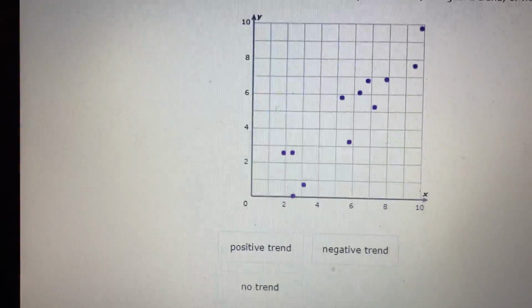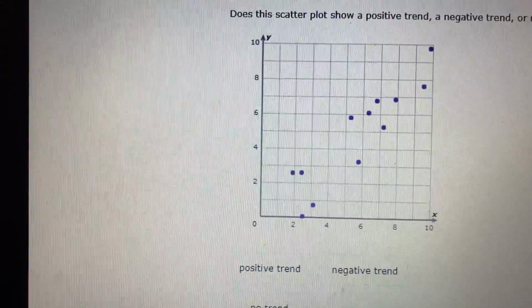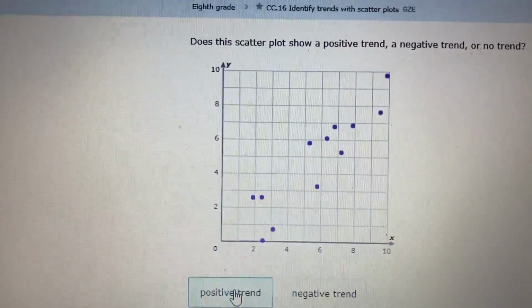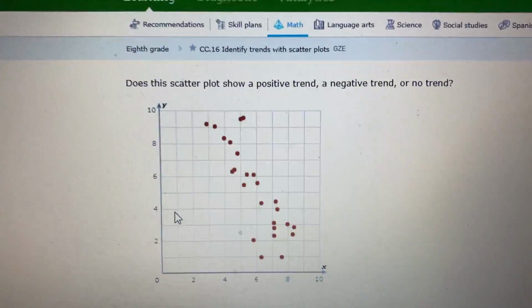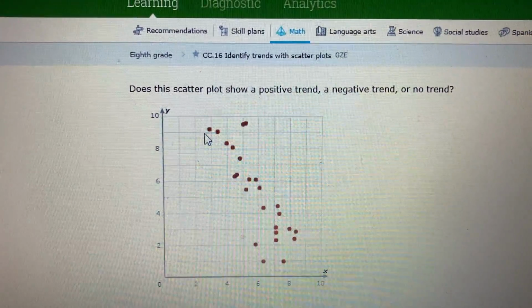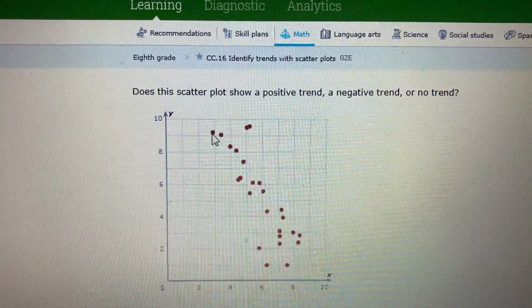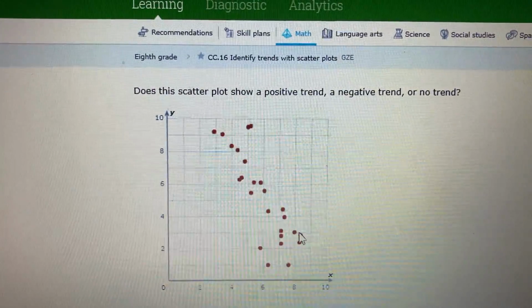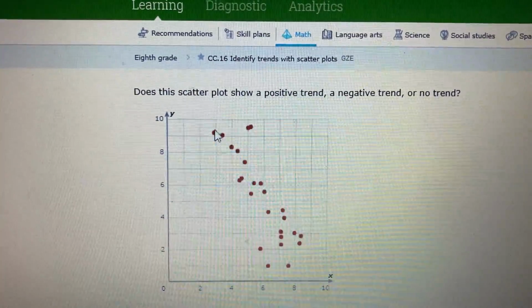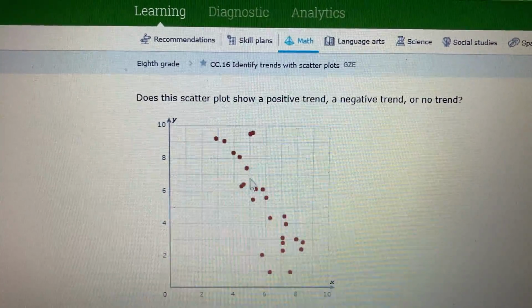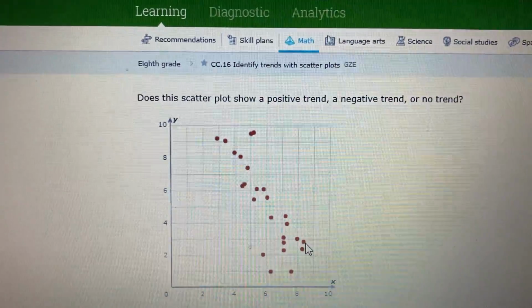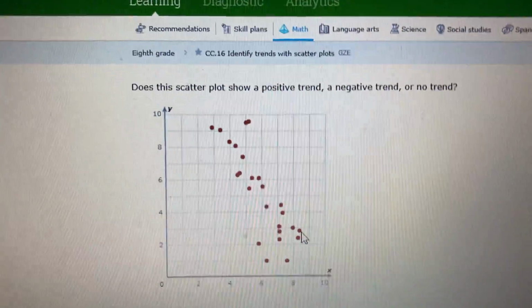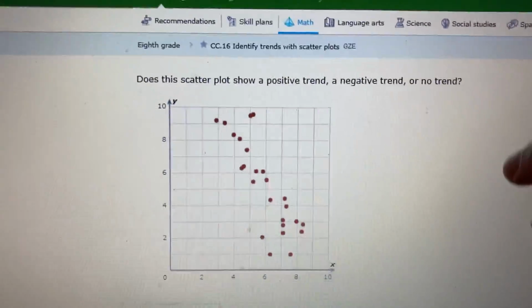Actually, let me just go with that for now. So this is a positive trend. From left to right, it's going up. Here, our furthest dot to the left is here, and our furthest dot to the right would be here. To go from left to right, from one dot to the other, I am going down. So this is a negative trend or a negative correlation.